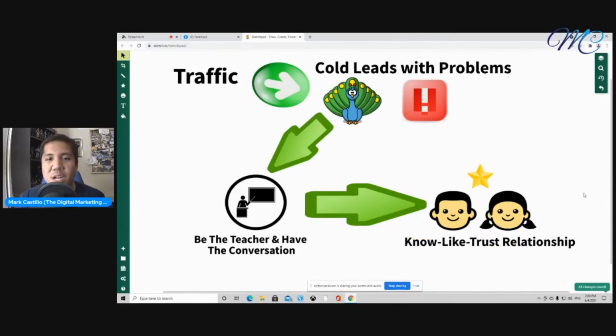That's what you're focusing on. You're building that know, like, and trust relationship with your leads. That's what it's all about, because if you don't take the time to do that, and you're sending pitchy, spammy emails that you're just blatantly copying and swiping from other marketers, the chances of you getting results in whatever business that you're marketing is going to be not so great.